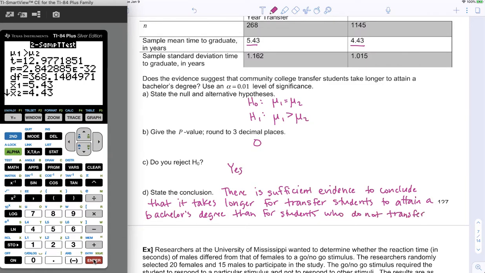Remember that your wording can be different from mine as long as it says whether or not there's sufficient evidence, and then you somehow restate the alternative hypothesis. All right, let's try one more, a little bit different.